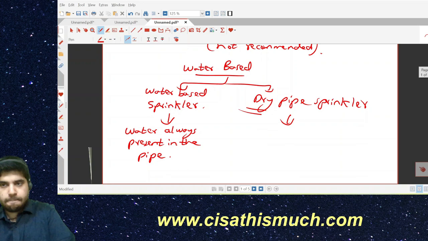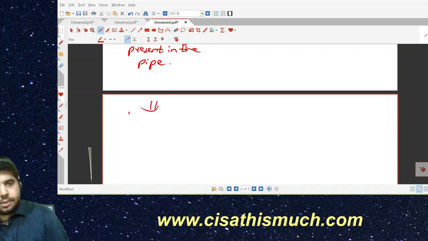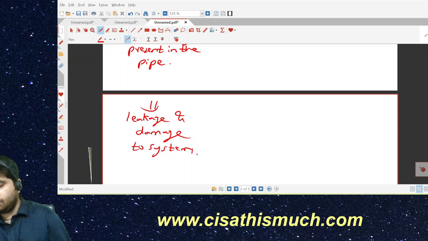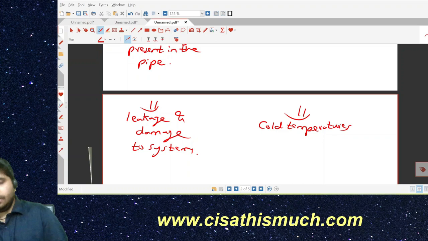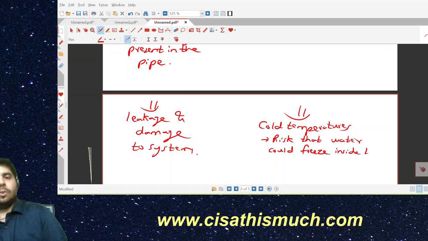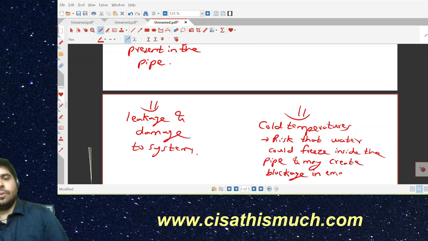All right. So here the risk is leakage and damage to systems. Cool. And here, with cold temperatures, the risk is that water could freeze inside the pipe and may create blockage in emergencies, right?